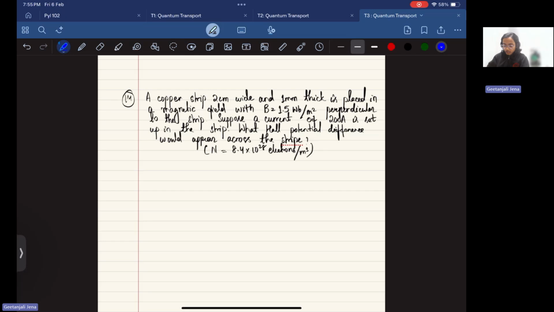Question number 14. There is a copper strip of 2 centimeter width and 1 millimeter thickness. It is placed in a magnetic field with B equal to 1.5 Weber per meter square, perpendicular to the strip; a transverse magnetic field is applied. Suppose a current of 200 ampere is sent through the strip. What is the Hall potential difference that would appear across the strip? Consider the carrier concentration to be 8.4 into 10 to the power 28.